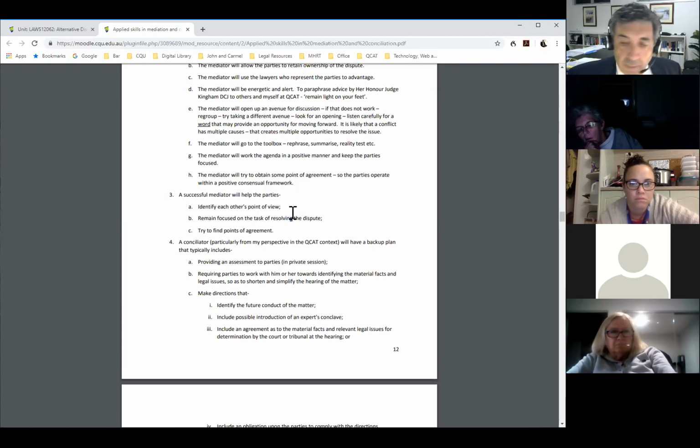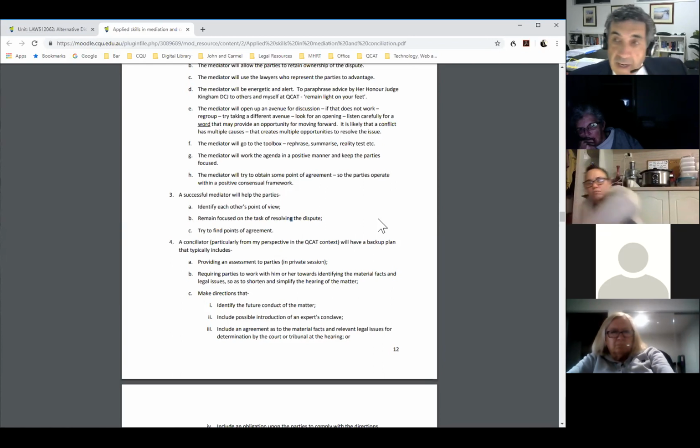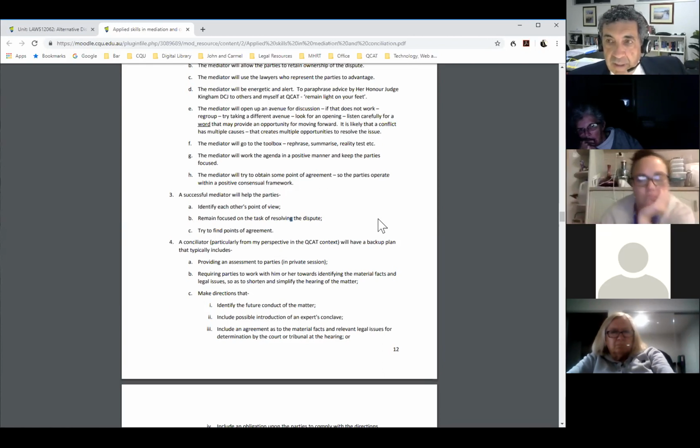What does a successful mediator do? Well, firstly, attempt to identify each other's points of view. Secondly, remain focused on the task of resolving the dispute. And thirdly, try to find points of agreement. So the mediator in the first cartoon says, can we agree? It's a big backyard.